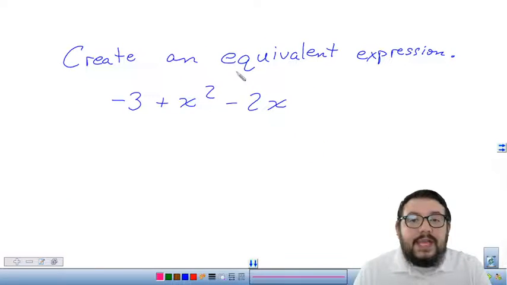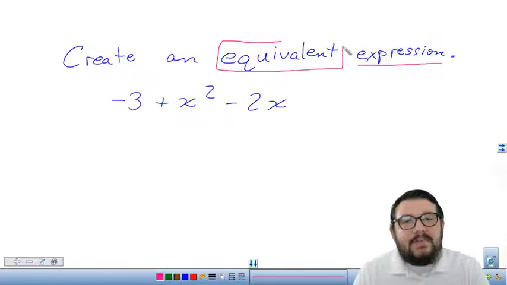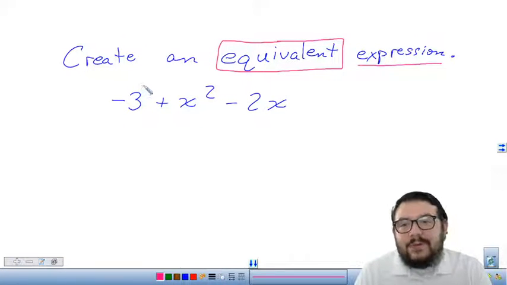Okay, so this says create an equivalent expression. Ooh, it sounds very complicated, doesn't it? But we know that an expression is just a group of terms. And we also know that an equivalent expression is just an expression that is the same, is equal. So let's do that.